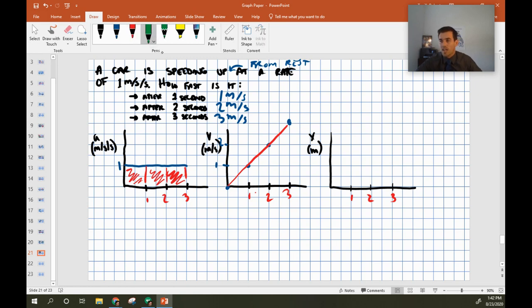For our next one, now I'm going to try and create a position versus time graph using my velocity versus time graph. So for this, we're going to use the area under the curve. And I'm going to use this area here to plot my first point. I need to fill in some more detail, just like I had to tell you from rest. I'll also say that it starts at 0.